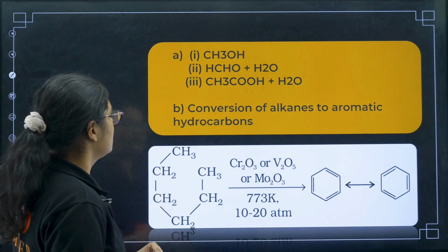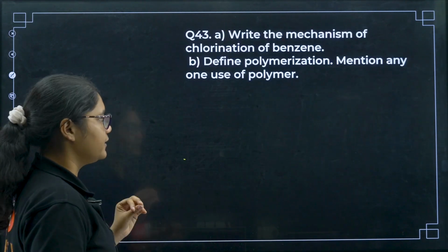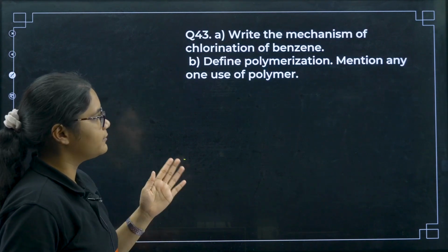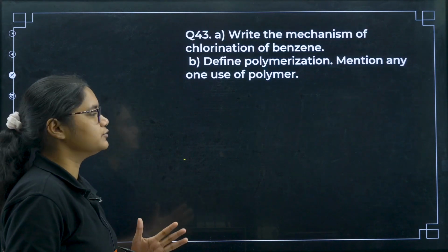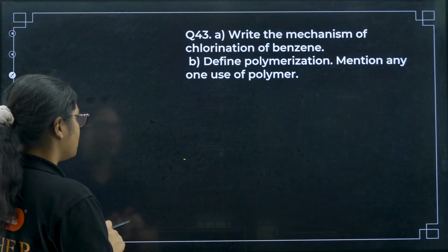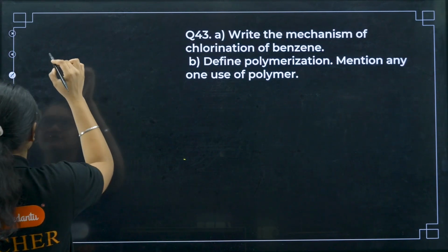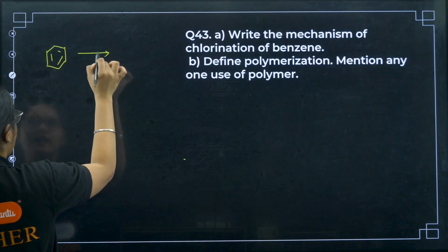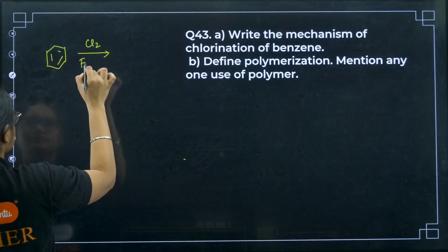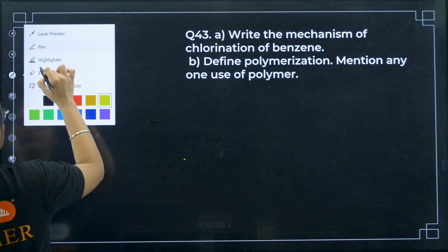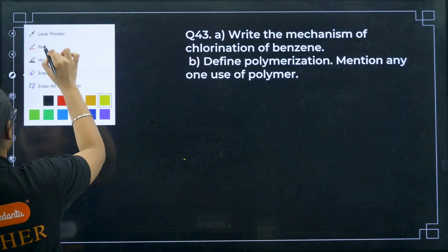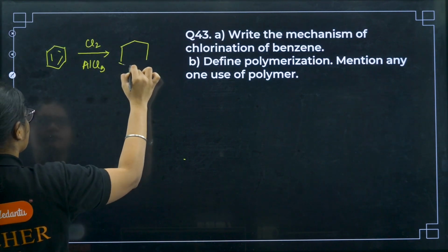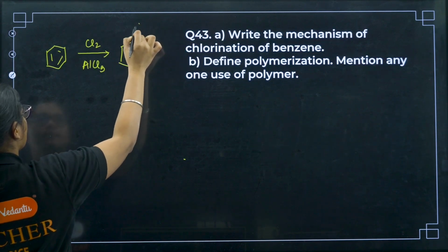This is important. Let's see question number 43 here. Write the mechanism of chlorination of benzene, define polymerization and mention any one use of polymer. So let's talk about what is chlorination of benzene. If I just write down the reaction, you have benzene, and if you take Cl2 in presence of FeCl3, or better we can use AlCl3, any Lewis acid, you will get chlorine attached to the benzene ring.